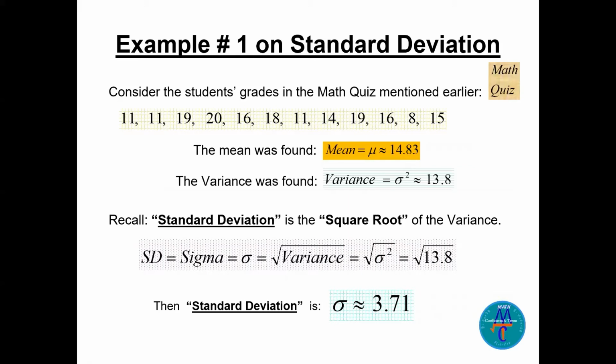Example 1 on standard deviation. Let's take the math quiz. We have 12 students here and 12 grades. We have found the mean, 14.83. We have found the variance also, sigma squared, 13.8. Now the standard deviation is the square root of the variance. So this is what we need, SD, standard deviation, or sigma, the square root of the variance, the square root of 13.8, which is approximately 3.71. So that's a little low.